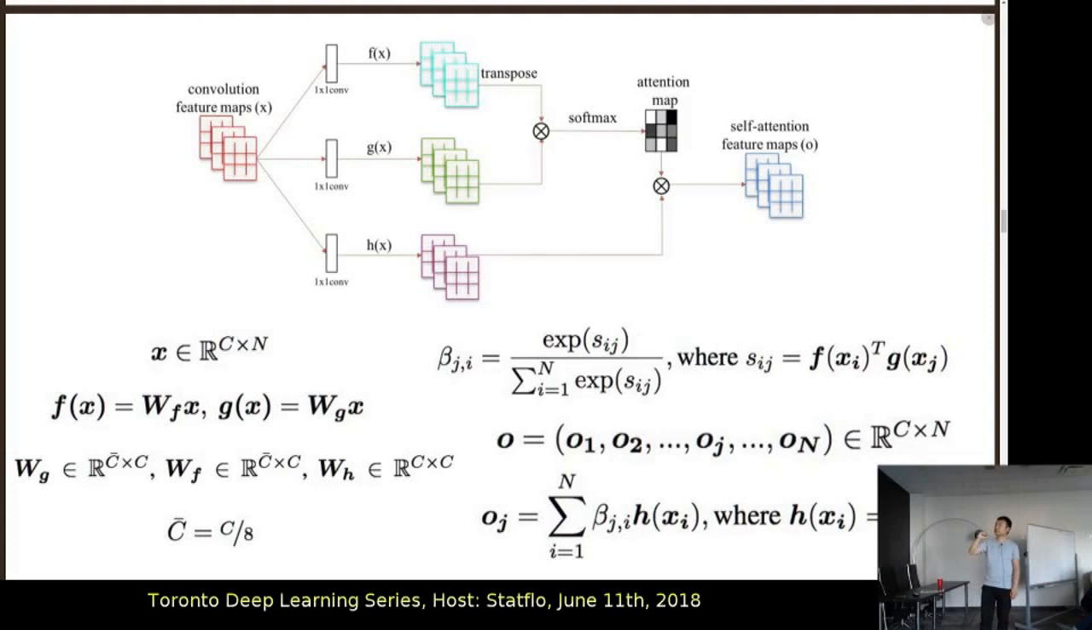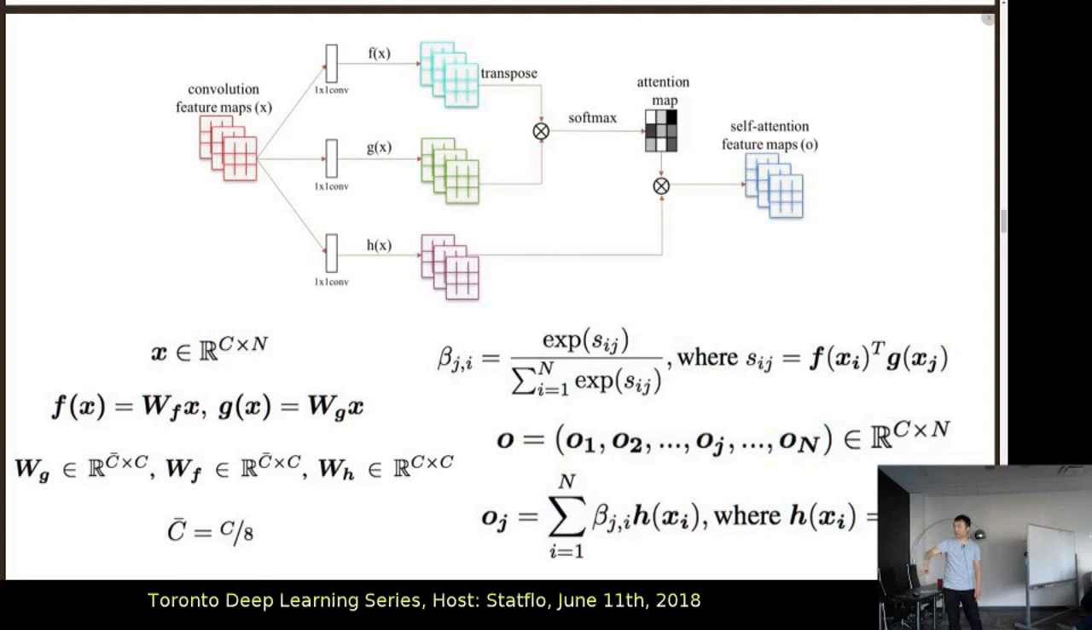On the top two, it gets passed to F and G, and the X over there with the circle means matrix multiplication. So it does a matrix multiplication, and it tries to normalize it with the softmax, and then on the top right you get the attention map, and at the bottom it goes through this one by one conv layer again.